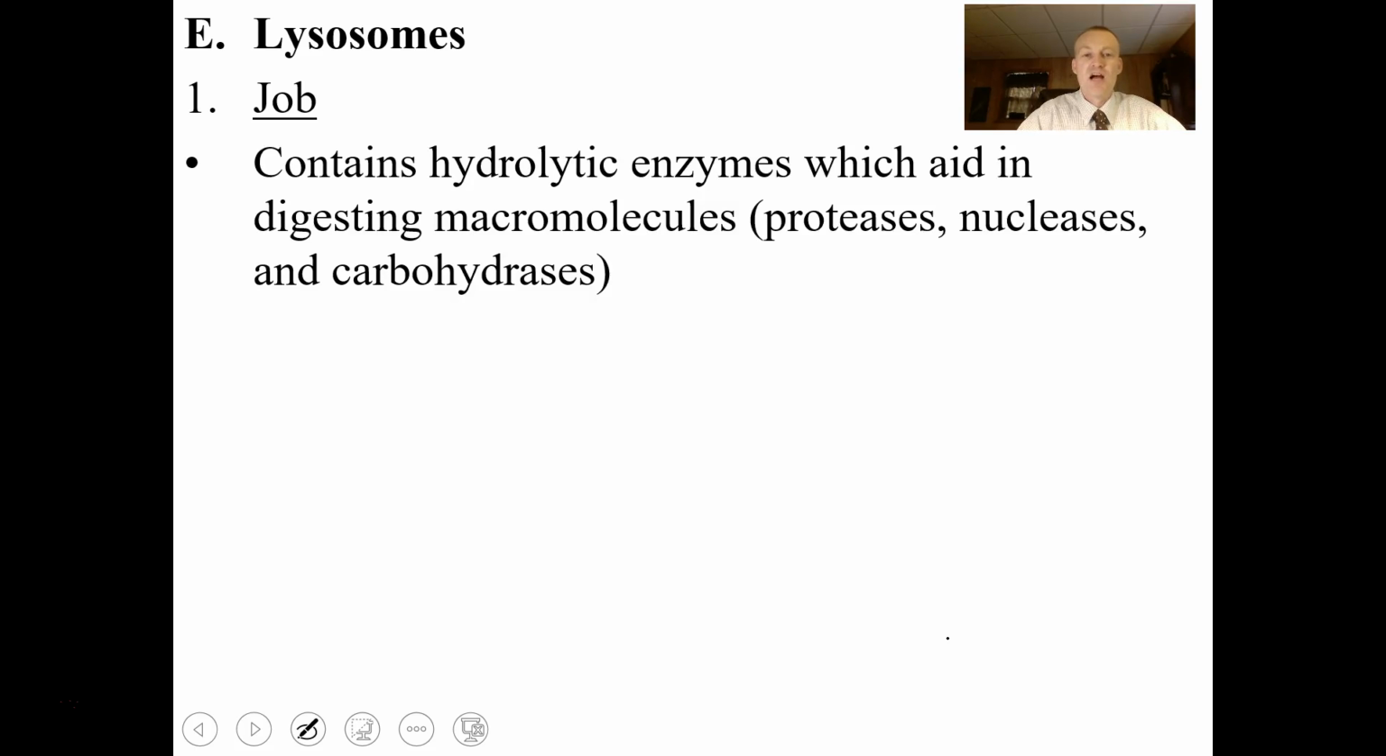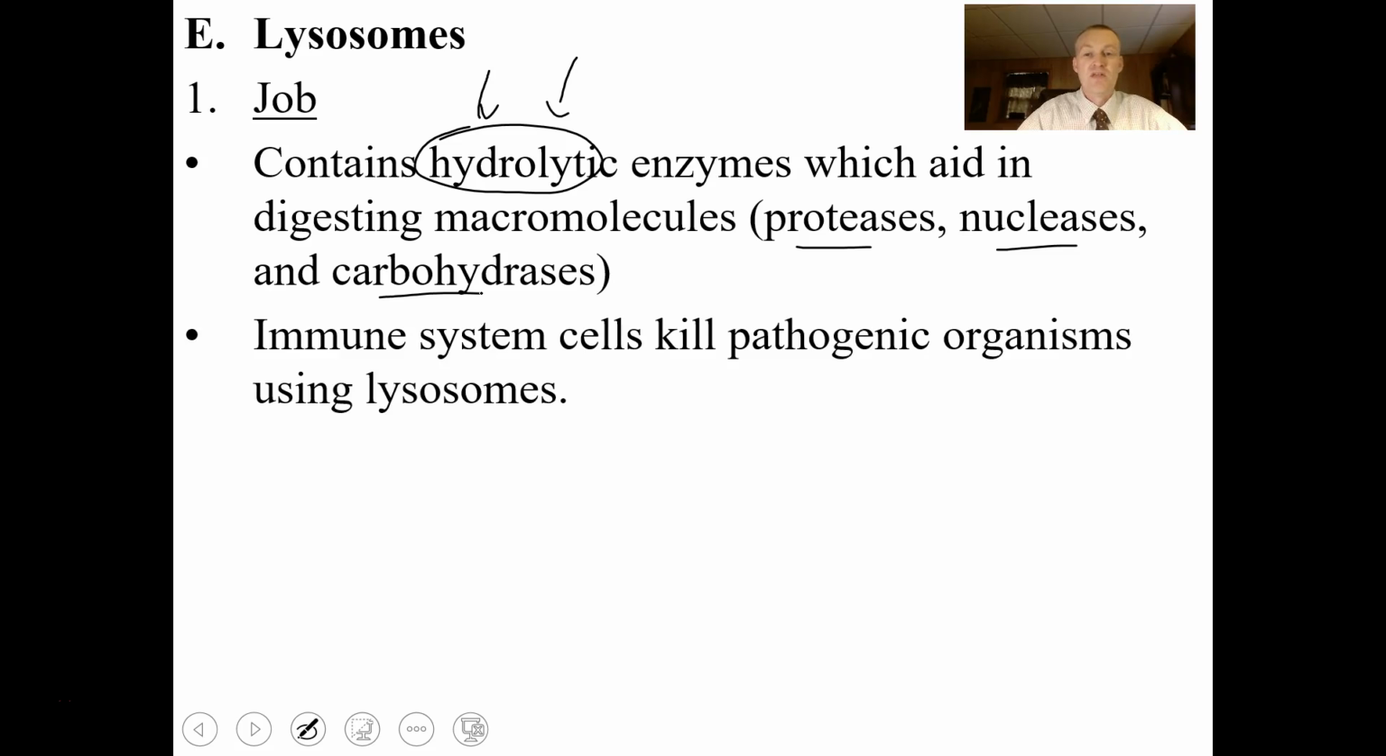So the Golgi apparatus makes things like a lysosome. The job of the lysosome is to contain hydrolytic enzymes. Hydro means water, lytic means to destroy. So these enzymes use water to destroy or to break down various kinds of macromolecules. It can break down proteins using proteases. It can break down nucleic acids using nucleases. And it can break down various kinds of polysaccharides and disaccharides using carbohydrases. These are all enzymes that are going to help aid in digesting the food that the lysosome is digesting.